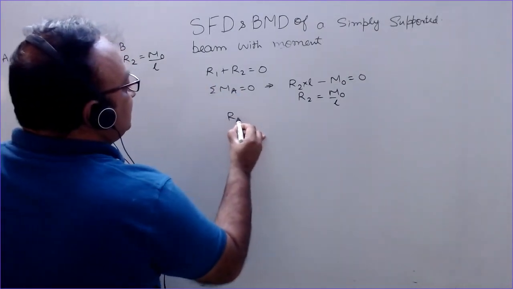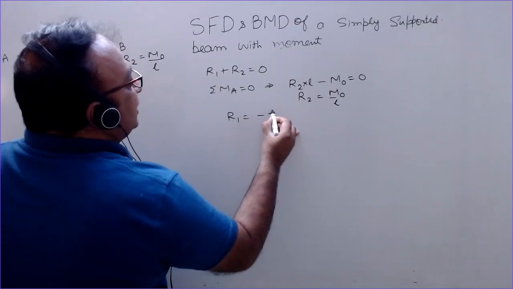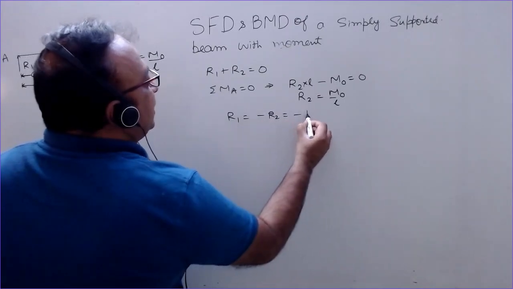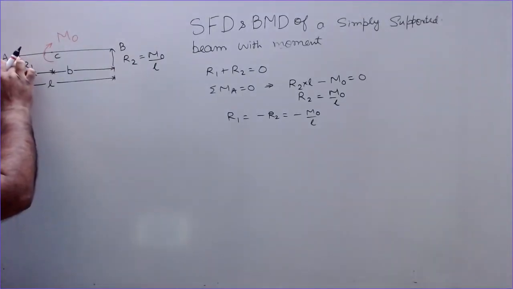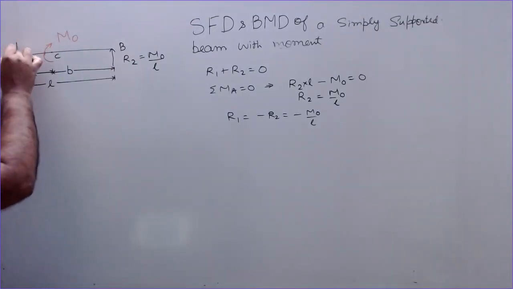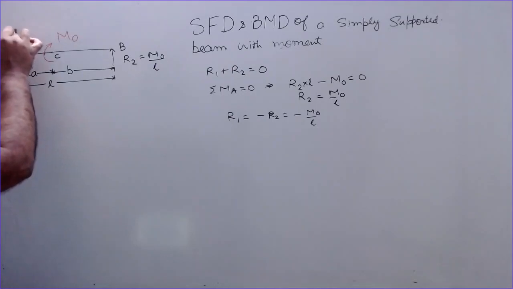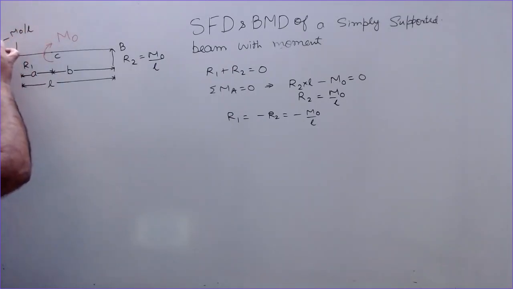Whereas R1 is minus R2, that is minus M0 by L. So that means it is acting in the downward direction. Let me change this here. So minus M0 by L. This is R1. This is the first step.